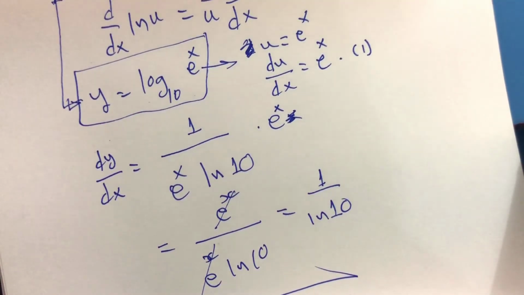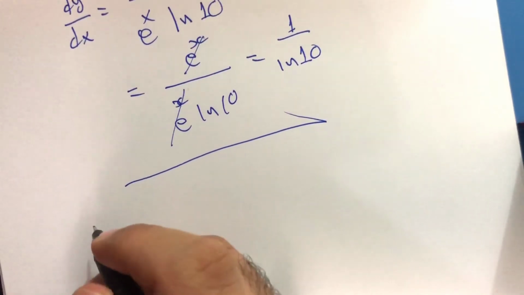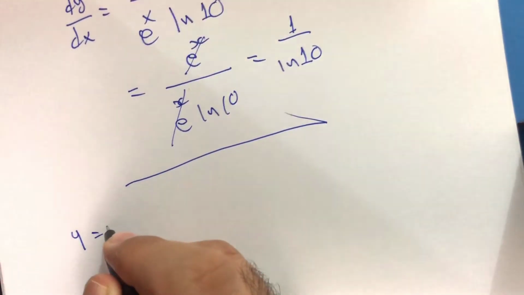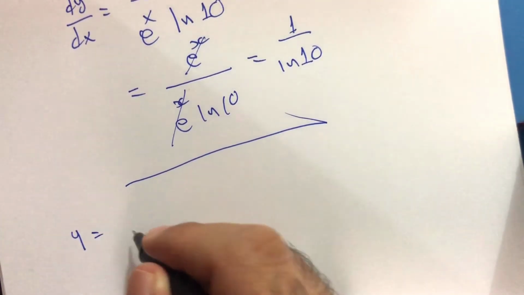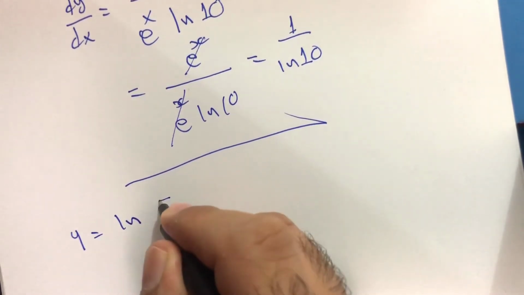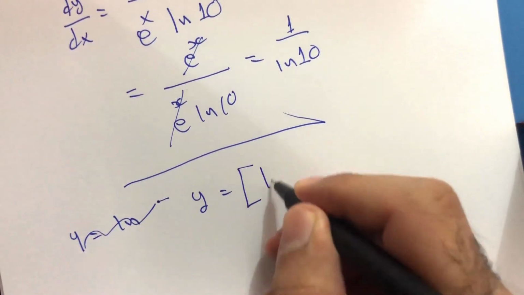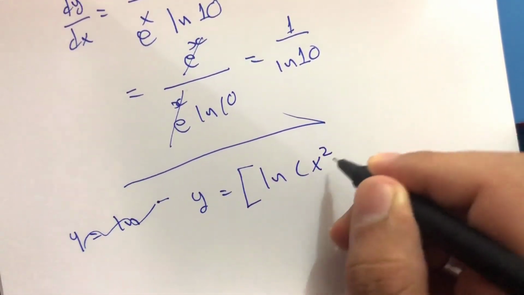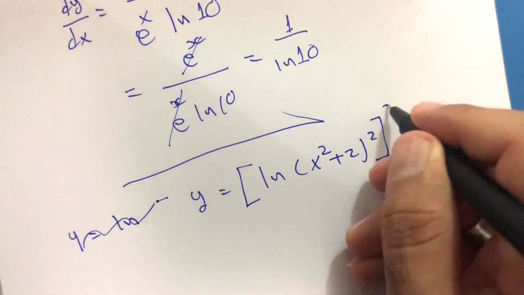Now let us take another example that covers the derivative of ln. For example, let us take y equal to ln of (x squared plus 2) to the power 3.